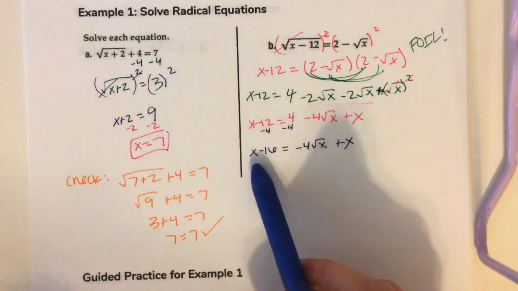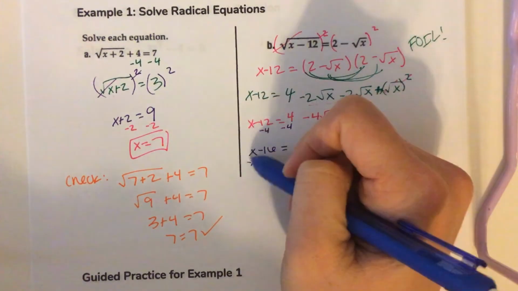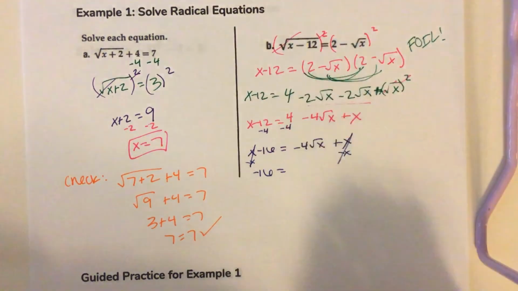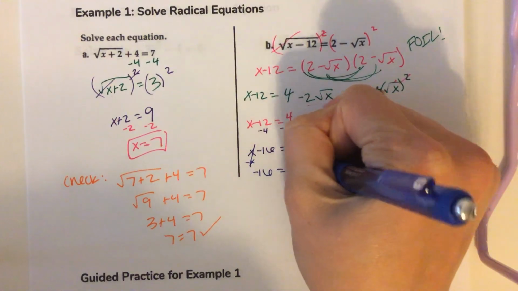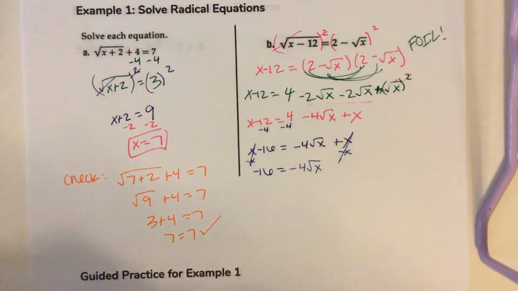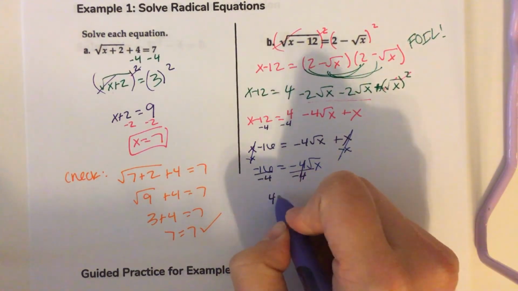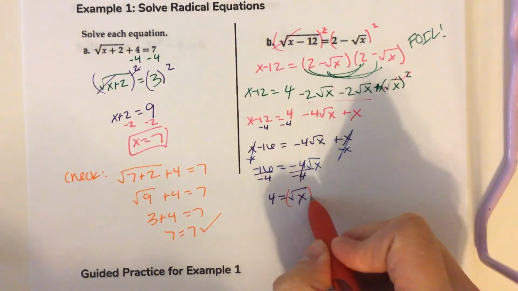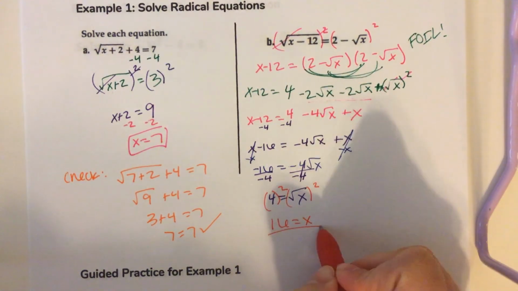Well, I see that I have these two x's over here too, so why don't I go ahead and subtract my x's? Well, that's just 0, so I'm left with negative 16 on this side. Well, this is also 0, so those x's just canceled each other out, so you're just left with negative 16 equals negative 4 square root x. I can divide by negative 4 to get that 4 equals the square root of x. And now, to get rid of this square root, I know the opposite is going to be squaring it, so I can square both sides to get that x is 16.